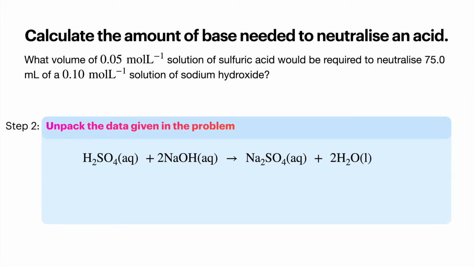The next step is to unpack the provided data and write it underneath the chemical reaction. I'm writing this data underneath the chemical reaction just for my convenience. You are most welcome to choose your own writing structure for this step. I'll use lowercase c for concentration and lowercase v for volume throughout.